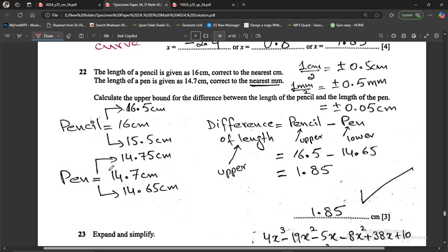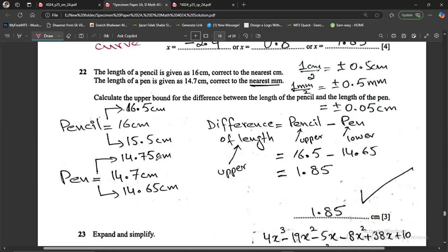Now the pen, its length is 14.7 centimeters. So this is correct to 1 millimeter. Because I converted this into centimeters, you add 0.05 centimeter to it, and you get 14.75 centimeters, which is the upper bound for the length of the pen.